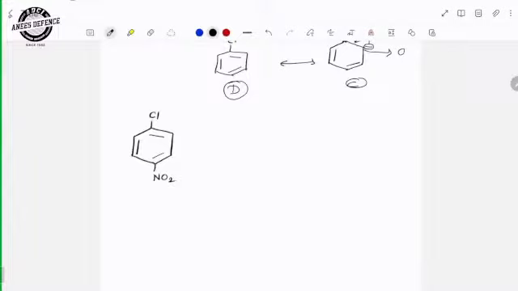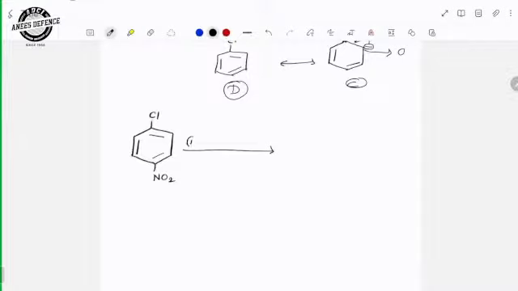So this nitro is actually having a negative effect towards the benzene ring. It is showing a minus I as well as minus R effect. Because of this effect, this ring is highly reactive, highly unstable. Now I'm substituting; the reaction is nucleophilic substitution.